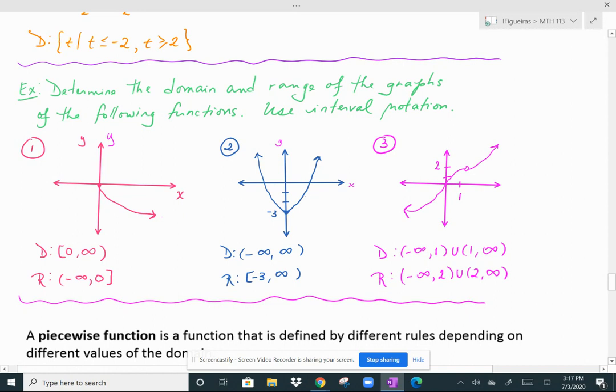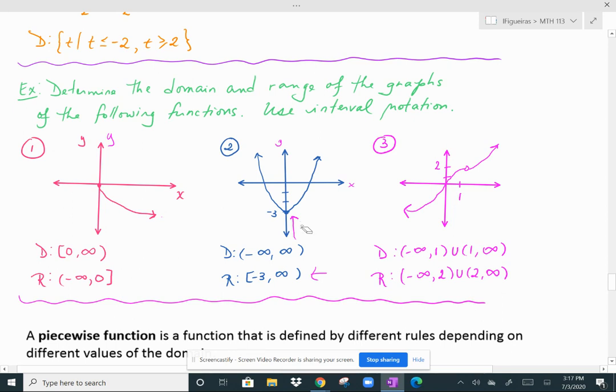But your range, if I look at this from bottom to top, the first y value that it takes on is negative 3, and then it grows from there. So your range is from negative 3 to infinity with a square bracket around the negative 3.